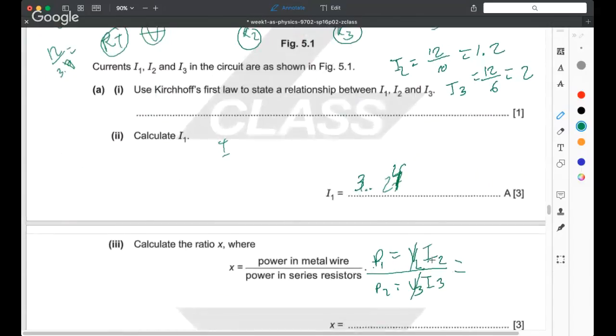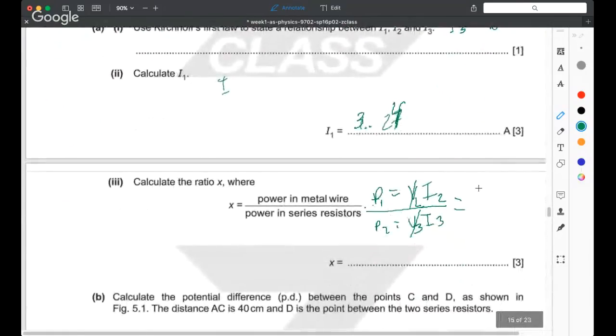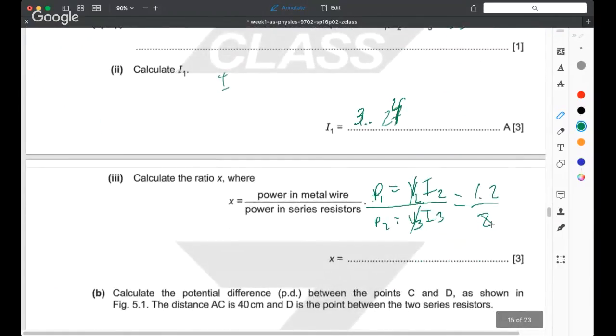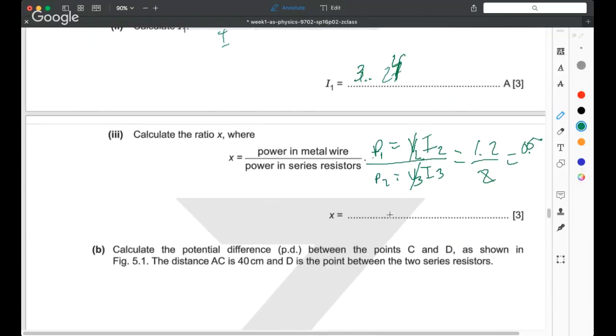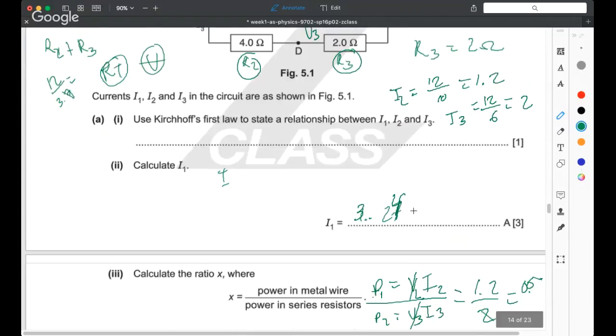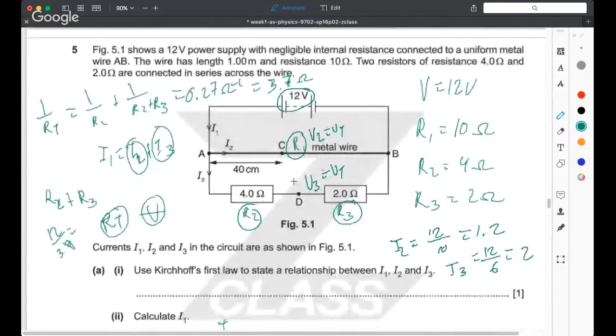So now you divide 1.2 over 2, which is here, 3.2. That's 0.6. So the answer here is 0.6. Okay. Between the potential C and D, the potential difference over C and D. Oh, that's a hard question.